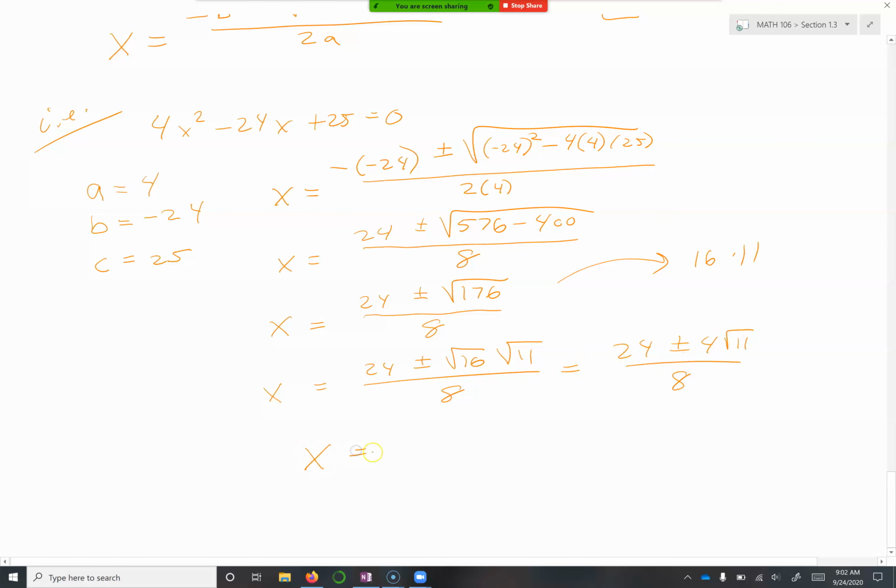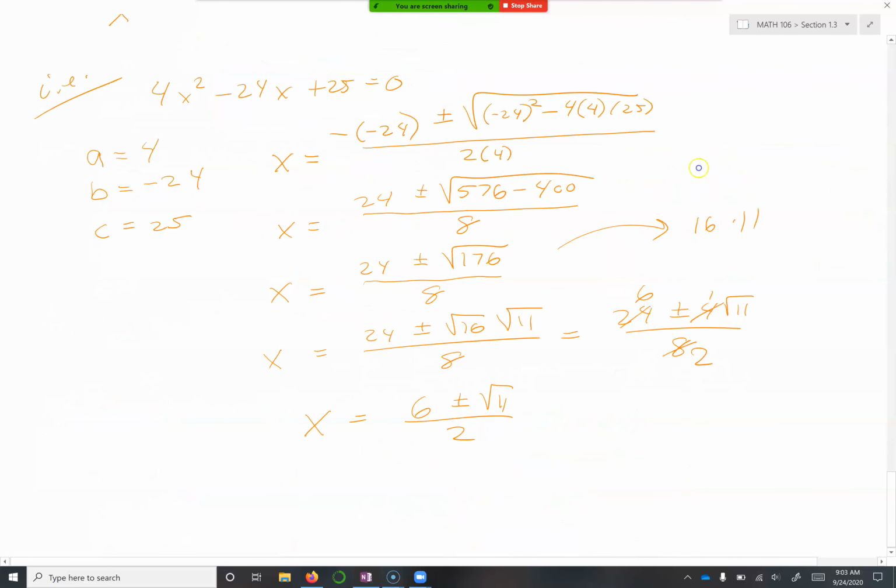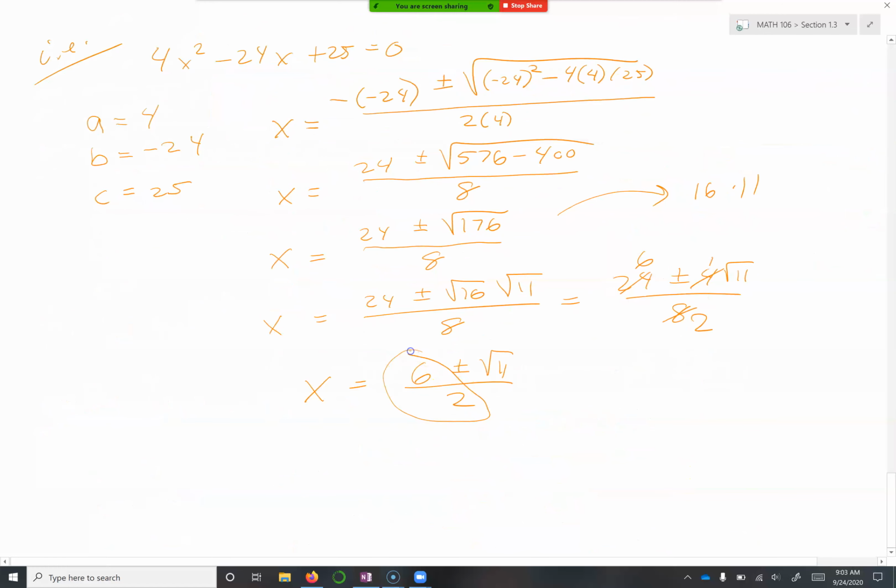And then the last thing to do would be to divide everything by 4. We could divide this by 4 and get 2. We could divide this by 4 and it's just a 1. And then this divided by 4, you get 6. So we have 6 plus or minus the square root of 11 over 2, my bad, this should be 2. So if we go back to our answer up here, 3 plus or minus square root of 11 over 2, that is the same thing as here, because if I split this fraction up, this is the equivalent of 3 plus or minus the square root of 11 over 2.